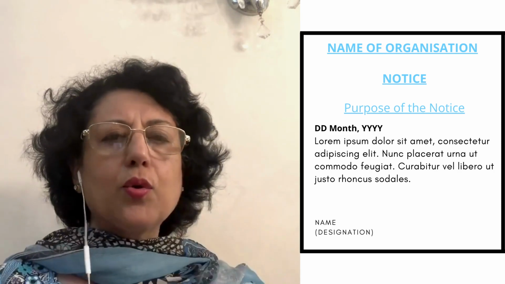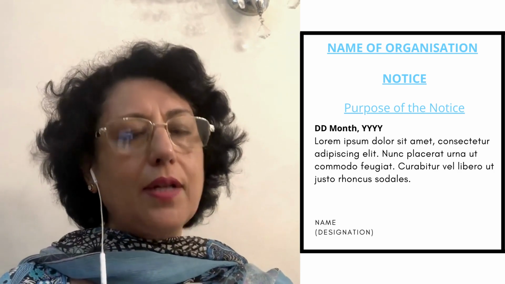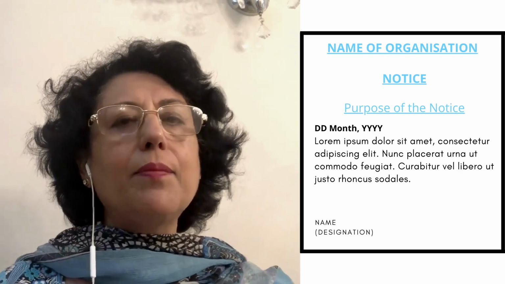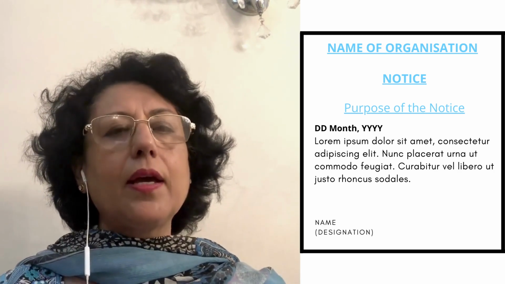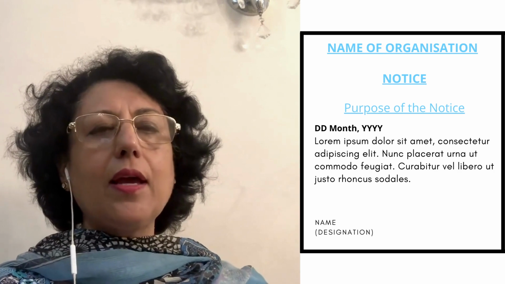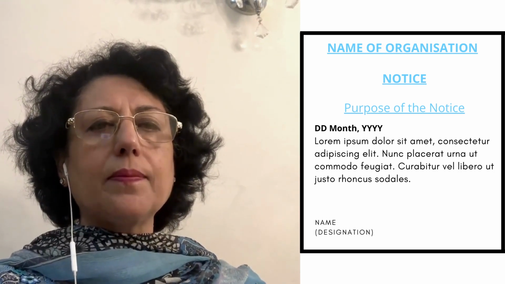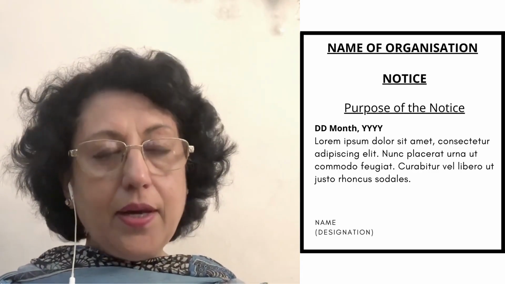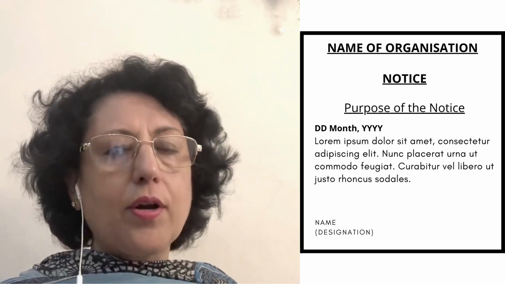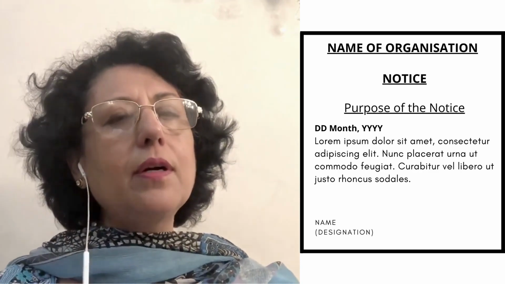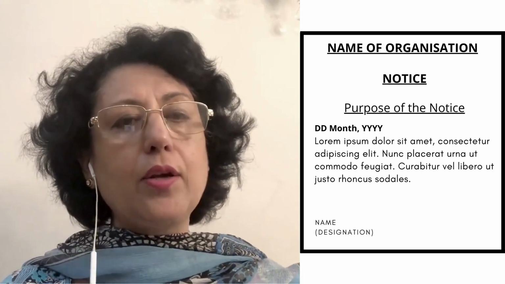So when we finish the notice, we are supposed to write our name at the end on the left hand side again, and in brackets we write down the designation. It's very important to say who has written the notice or who is the issuing authority. So we don't forget to write the designation of the issuing authority, and then we close the rectangle.